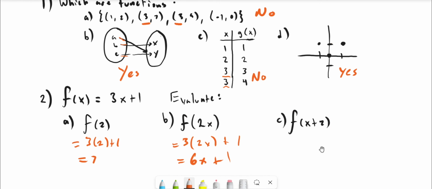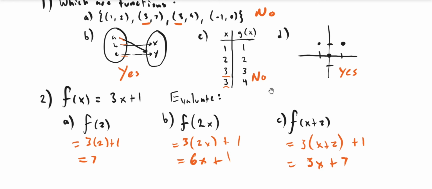And what about x plus 2? Okay, so this is going to be equal to 3 times (x plus 2) plus 1. Okay, distribute your 3. That's 3x plus 6. Add another 1 to that. That's 3x plus 7.